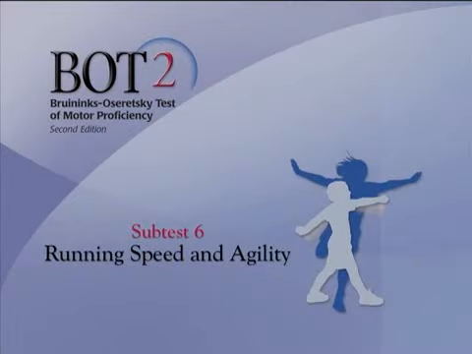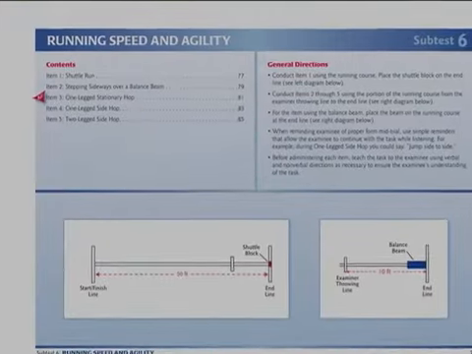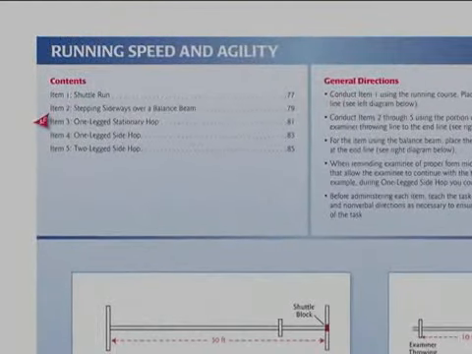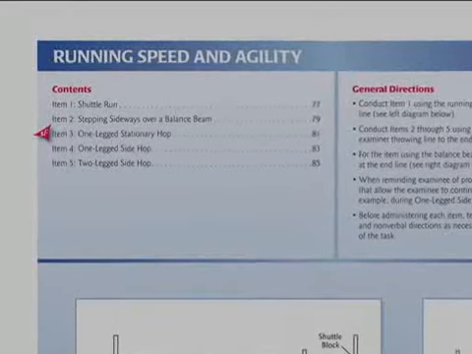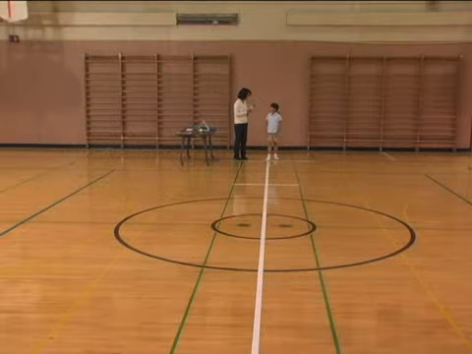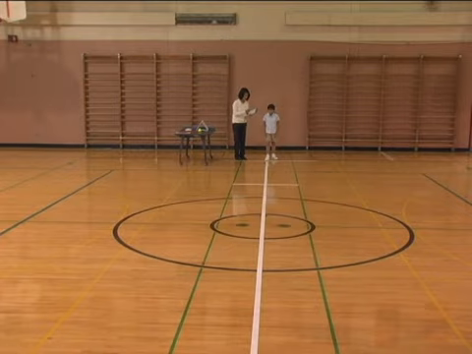Subtest 6, Running Speed and Agility. This subtest assesses running speed and agility. Activities in this subtest include a shuttle run, hopping on one or both feet, and stepping over a balance beam. Agility is defined by quick and well-coordinated movement.